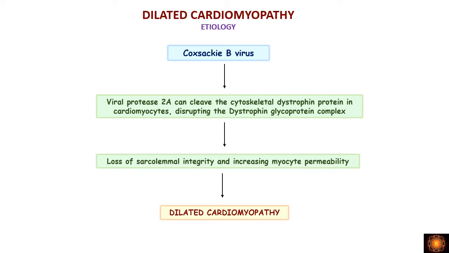Next one is viral infection. The most important one is the Coxsackie virus, Coxsackie B virus, which causes dilated cardiomyopathy. In this, the viral protease 2A, which is present in the Coxsackie virus, cleaves the cytoskeletal dystrophin protein. When it cleaves this, there is a disruption of the dystrophin glycoprotein complex. Because of this disruption, there is a loss of sarcolemmal integrity and an increase in myocyte permeability. So when there is a loss of sarcolemmal integrity, there is damage to the cardiomyocyte that causes dilated cardiomyopathy.